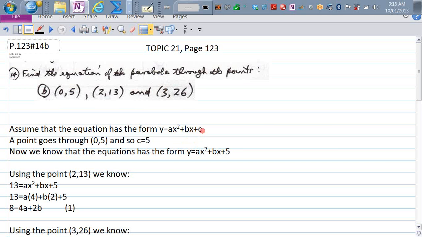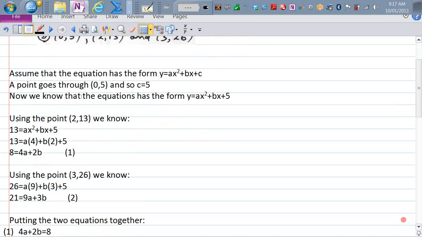We know that c equals 5, because the y here is 5, so we put 5 here, and the x is 0. The x is 0, so these two terms sum to 0. So 5 equals c. So we know the value of c. Now we know that the equation has the form ax squared plus bx plus 5, because we found that c was equal to 5.